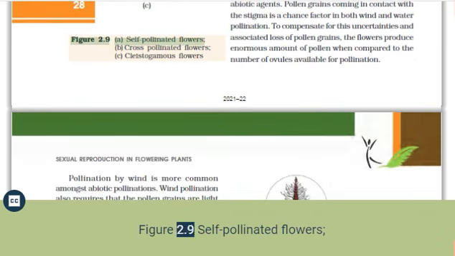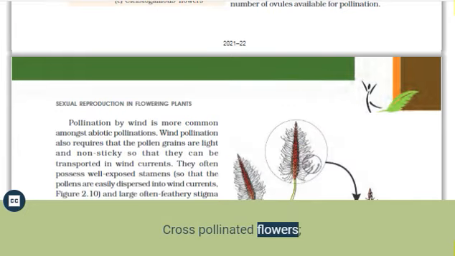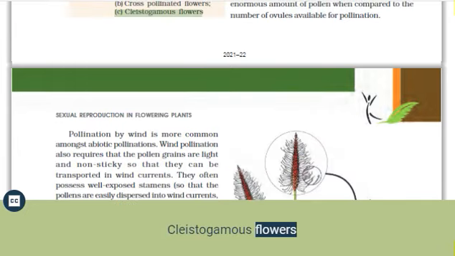Figure 2.9: Self-pollinated flowers. Cross-pollinated flowers. Cleistogamous flowers.